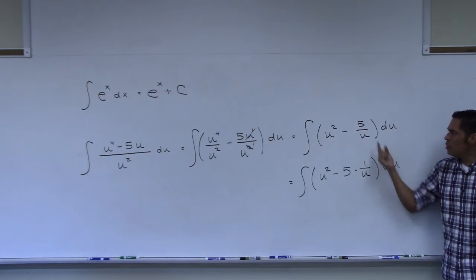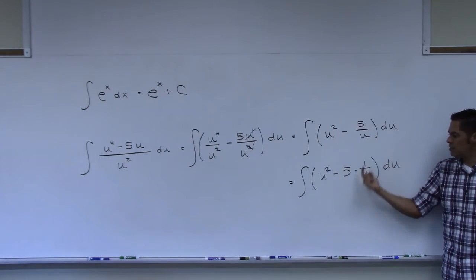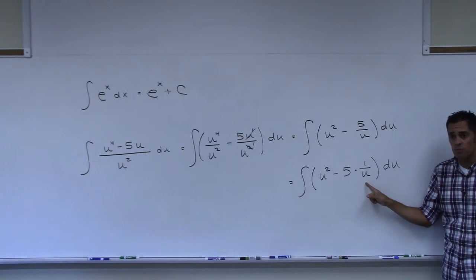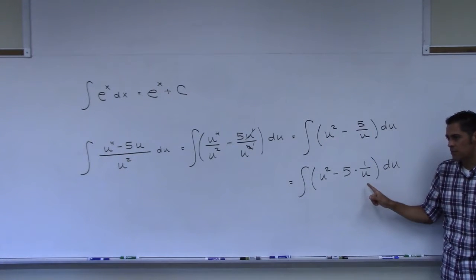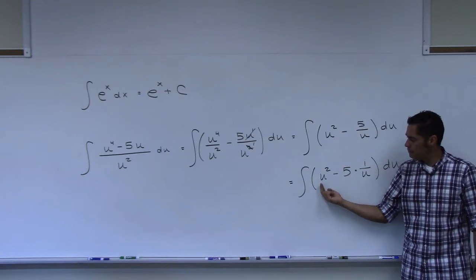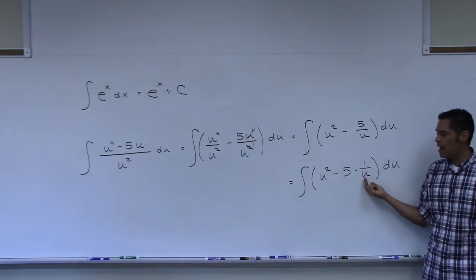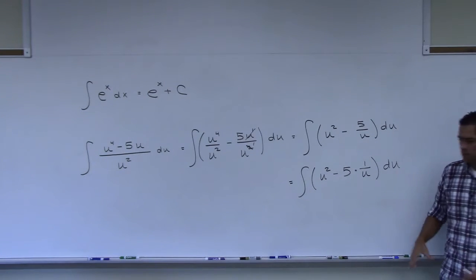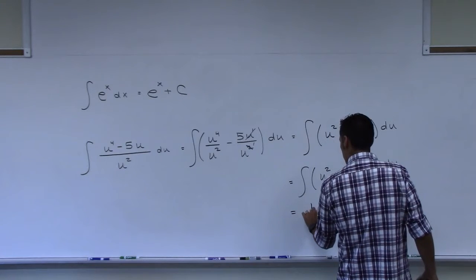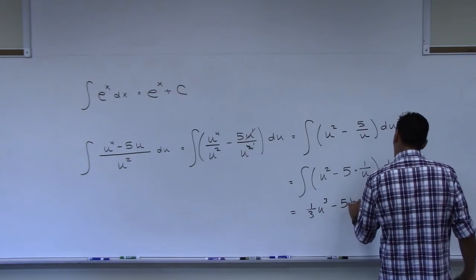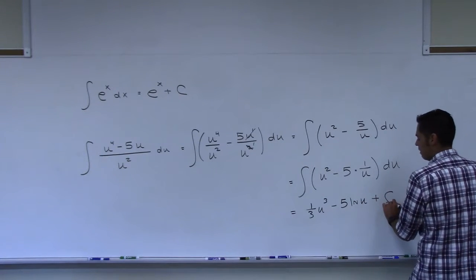So do you see why I don't like this notation as much as this notation? Because what is the antiderivative of 1 over u? Natural log of u, right? Because this is like 1 over x. So can you get the antiderivative of that? Yeah? Antiderivative of that, bring the negative 5 along for the ride, slap a c on the end, and we're there. So we've got 1/3 u cubed minus 5 natural log of u plus c.